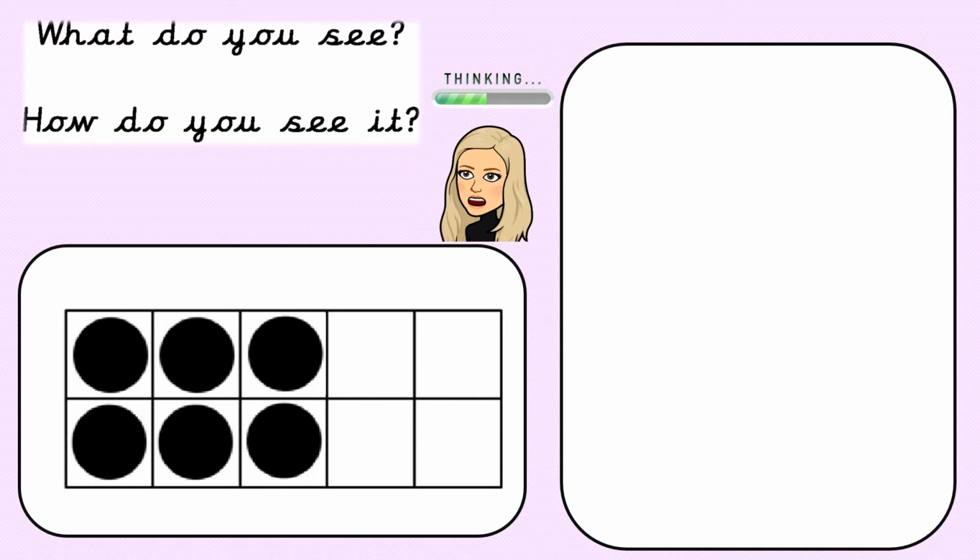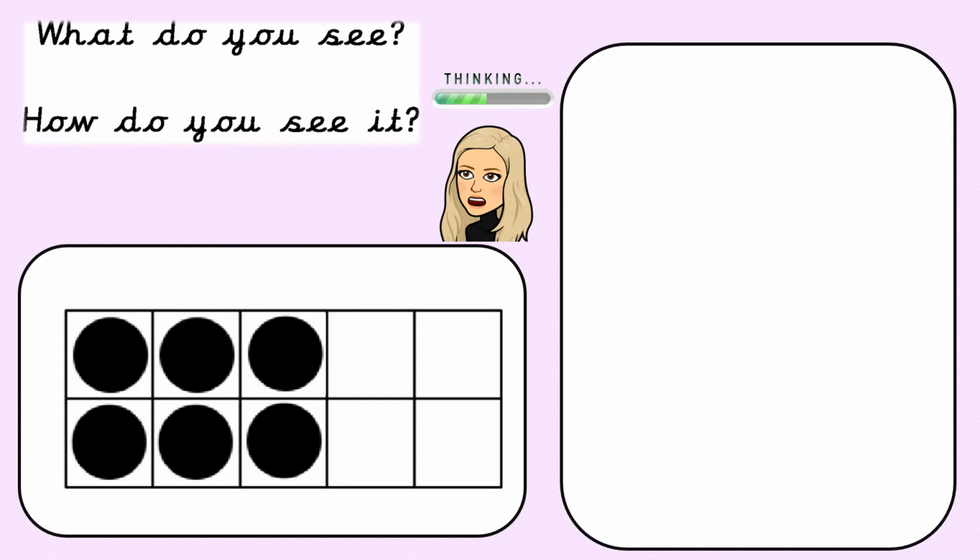Okay, what do you see and how do you see it? So subitize, work out how many there are without counting and write that whole number on your paper. Once you've done that, write all the different ways you could make that number. What parts can you see? And once you've written as many number sentences as you can, press play and we'll go through them together.